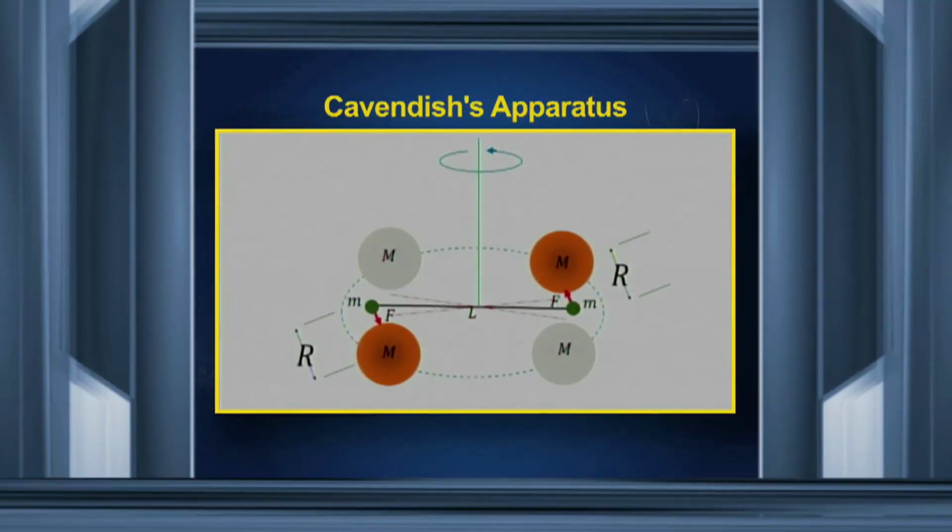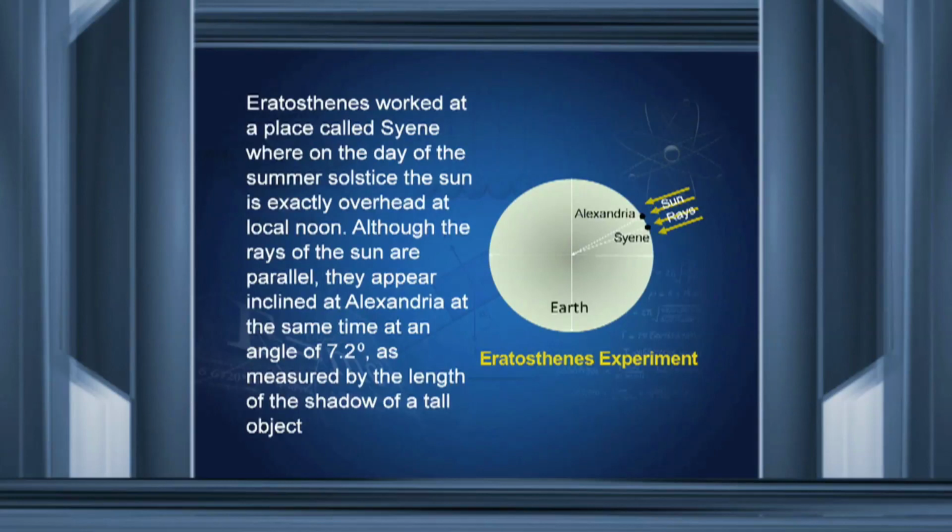And the mean of these two is taken. Now, a Greek scientist, Eratosthenes. You see, on the day of summer solstice, at the place he worked, this place called Cyane, the rays of the sun are vertically downwards, and at the same time at another place, Alexandria, these rays appear at an angle to a tall object. I will show you here.